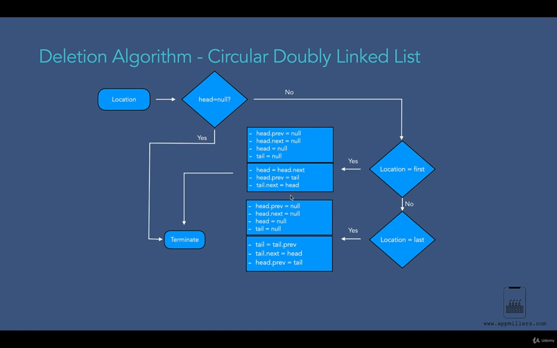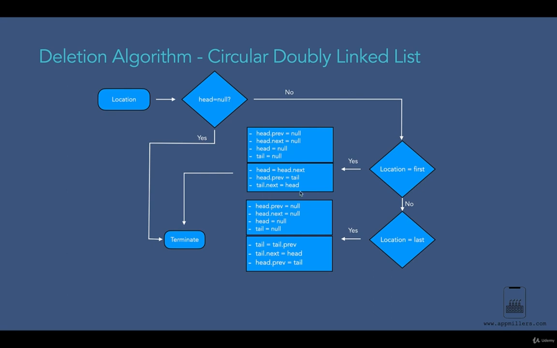Now the first case is we have only one element in our CircularDoublyLinkedList, and the second case is we have more than one element in our CircularDoublyLinkedList. Now when we have one element in our CircularDoublyLinkedList, the deletion is the same as when we are deleting a node from the beginning of CircularDoublyLinkedList, because this node is the last node and the first node in our CircularDoublyLinkedList.